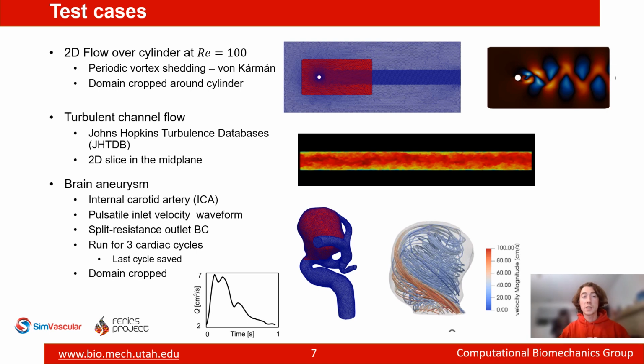We had 3 test cases for these methods. First is 2D flow over cylinder at Reynolds number of 100, leading to periodic vortex shedding. Second is a 2D slice of a turbulent channel flow from the Johns Hopkins turbulence database. And third is blood flow inside the brain aneurysm. An aneurysm is a local bulging of the vessel wall. The unsteadiness in this case comes from the pulsatile inlet velocity waveform. For the sake of brevity, I will only talk about the 2D flow over cylinder and the brain aneurysm in this talk.